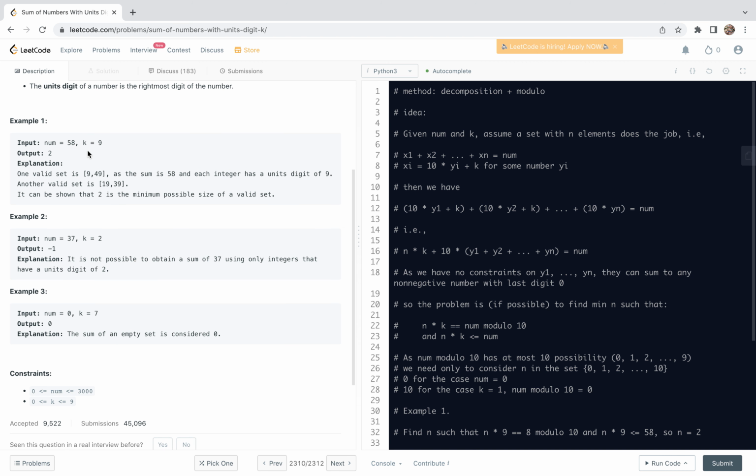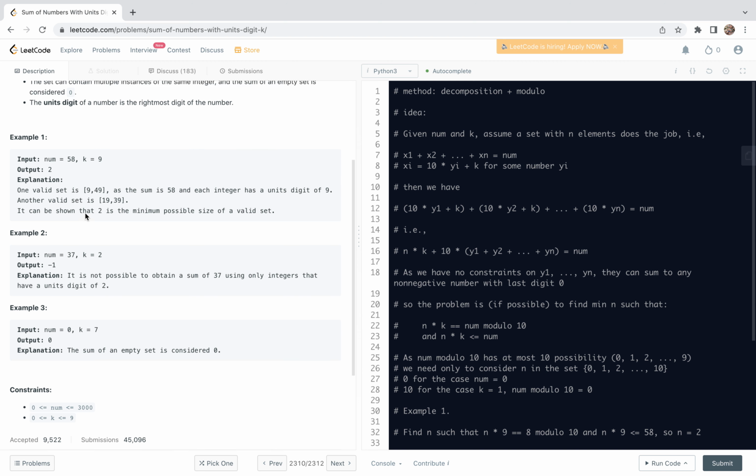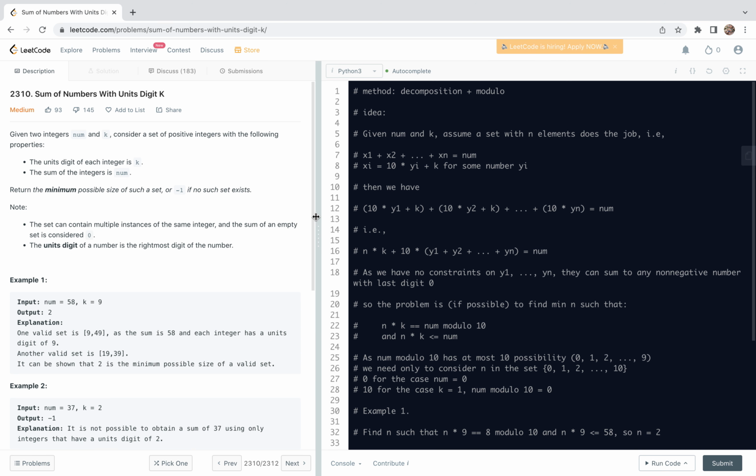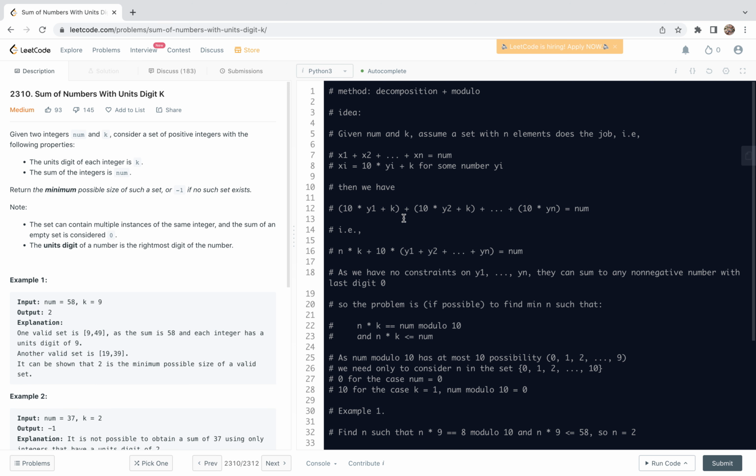The constraint is that num has an upper bound of 3000, and k is greater than or equal to 0 and less than or equal to 9. With that said, let's look at the method and the main idea. Here the method is called decomposition and modulo. The idea basically uses some mathematical operations using the modulo.